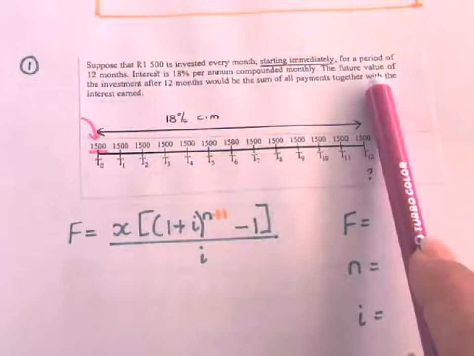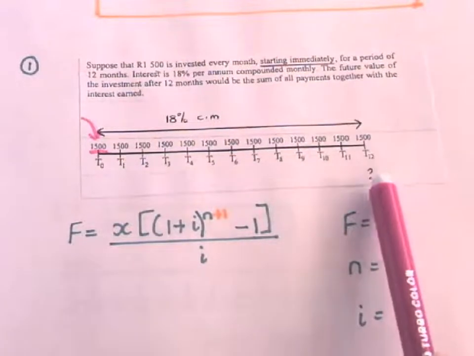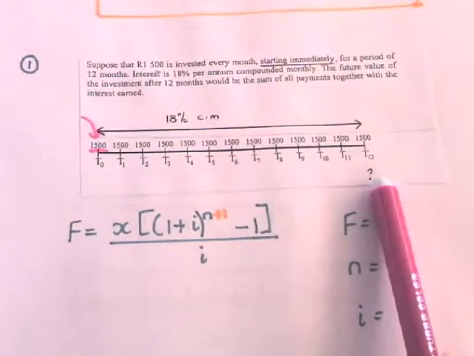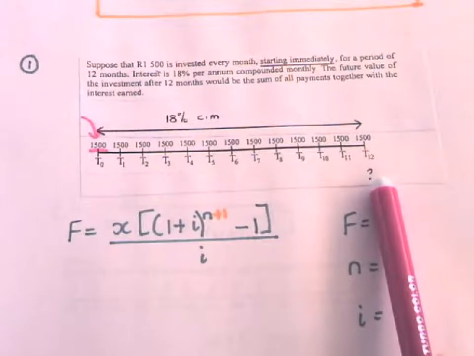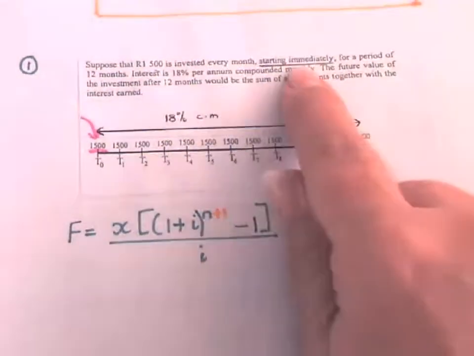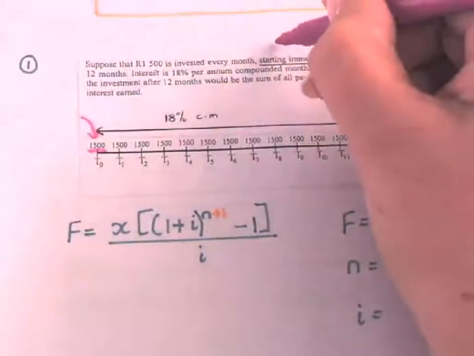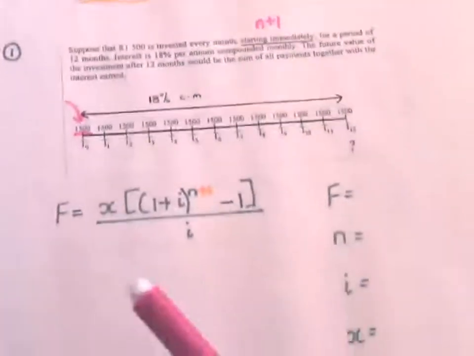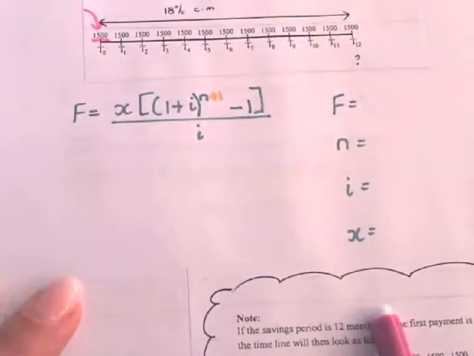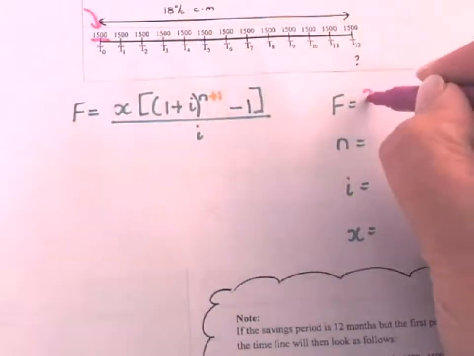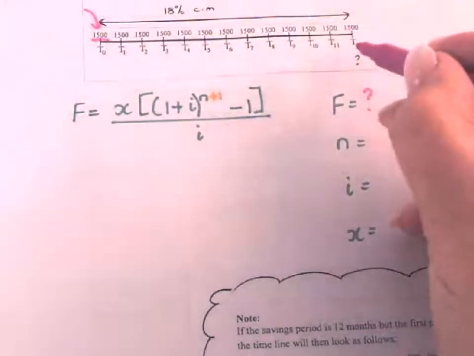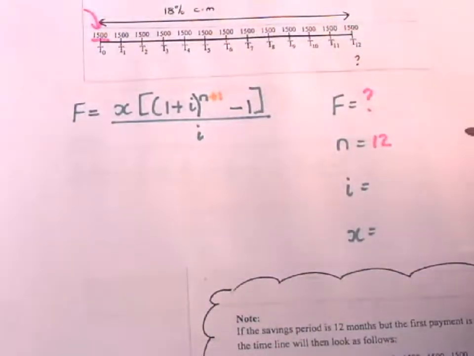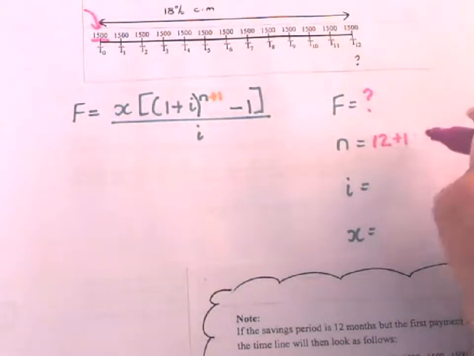The future value of the investment after 12 months would be the sum of all the investments, all the payments, as well as the interest rate earned. Now, because they say start immediately, you must remember it's N plus 1. So we're going to use the immediate payment formula, this one. And then you write your F next. We want F. N is 12, but it's immediate as well. So 12 plus 1 equals 13.